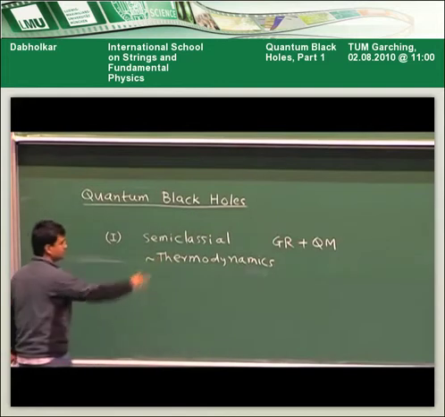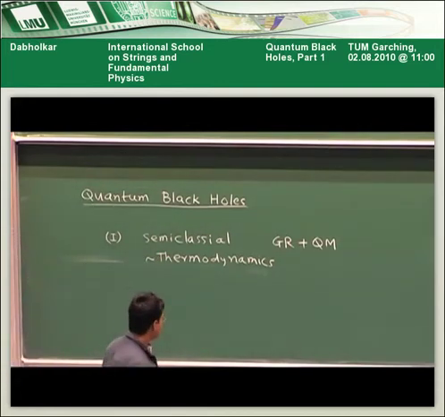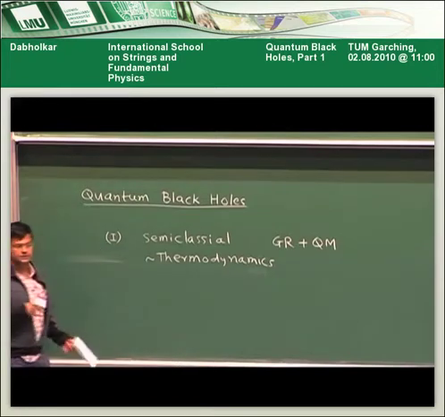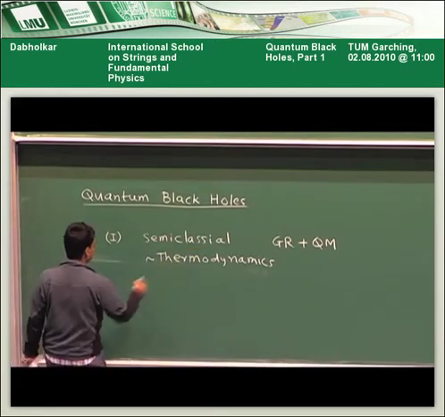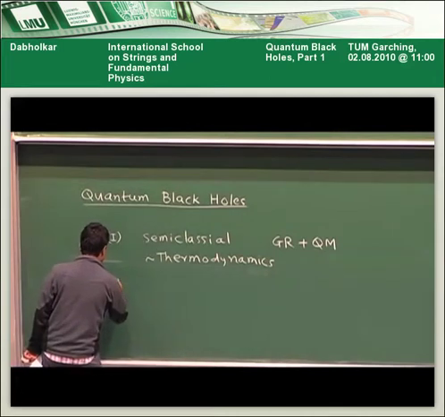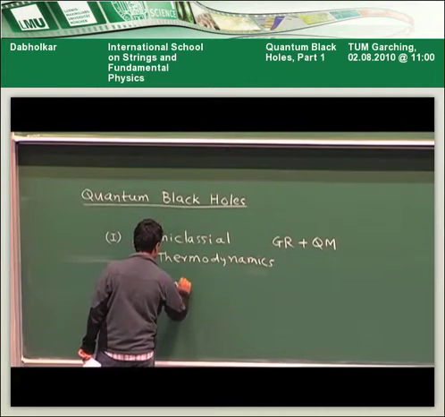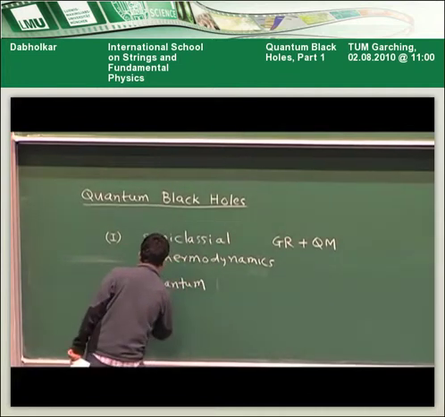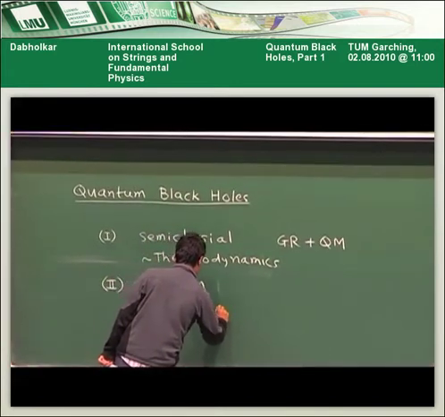But this poses, as I will explain, a lot of very deep and important puzzles, the resolution of which is absolutely essential if you want to have a consistent theory that combines general relativity with quantum mechanics. And that's what leads us to discuss quantum black holes, which you can think of as a statistical mechanical side of things.